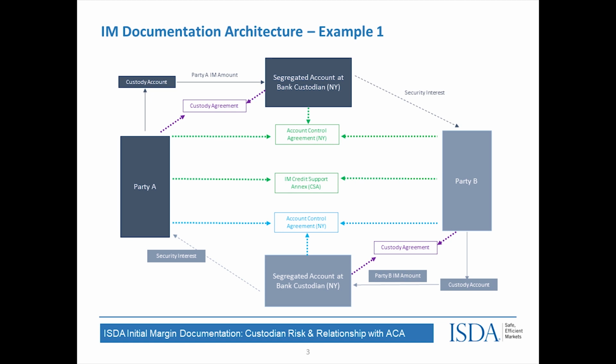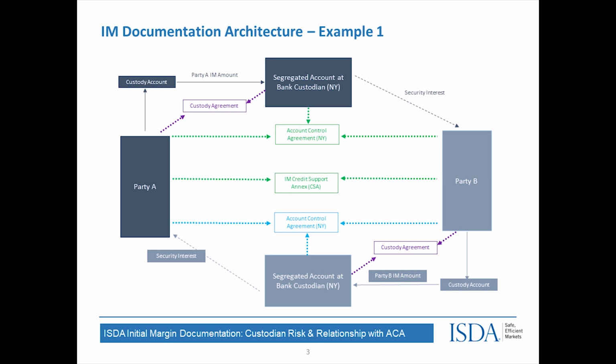Now, as mentioned just a little while ago, for some of you, that's going to be fairly common. The buy side has been segregating independent amounts for some time using what are now known as third-party account control agreement setups. And so this may be familiar for some of you. Under this diagram, as you can see, there's a custodial agreement related to the segregated account for the custodian up at the top for Party A.